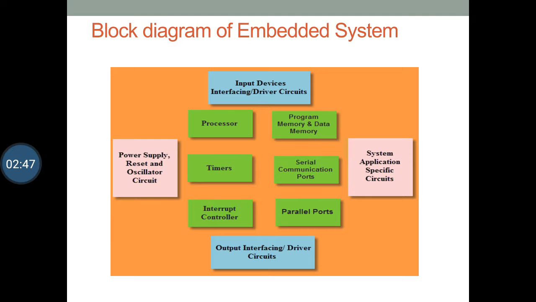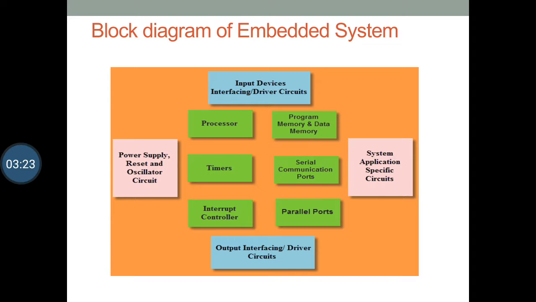This is the block diagram of an embedded system. First we will see the processor. Processor is the heart of an embedded system. It is responsible for execution of instructions and controlling the flow of data to and from the processor. The designer should have proper knowledge regarding the efficiency of different types of processors and, based on that, select the appropriate processor as per requirement.